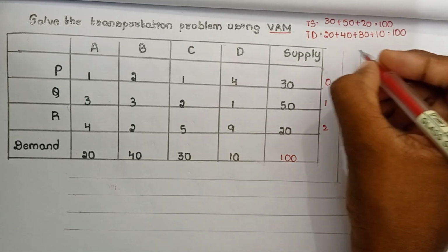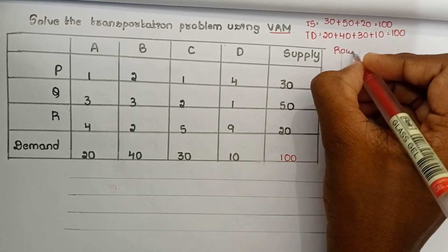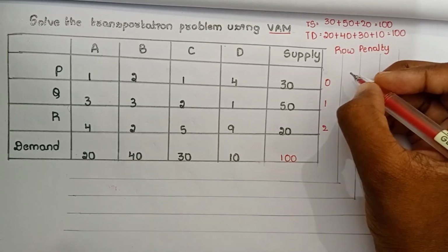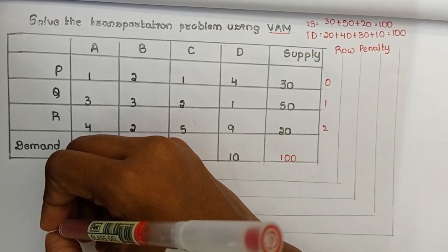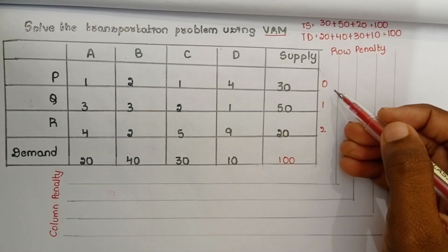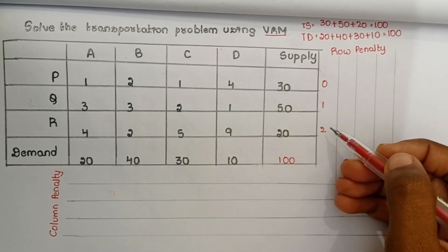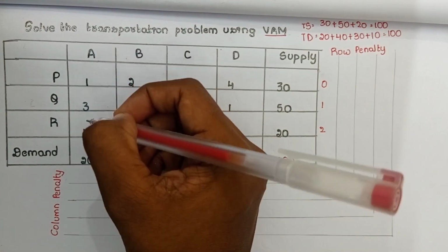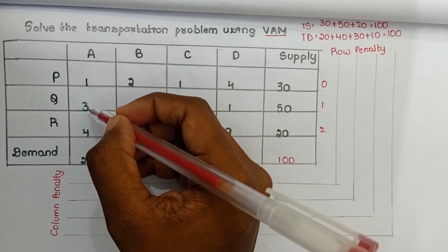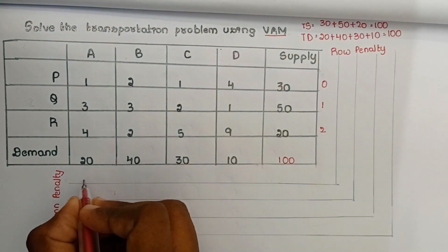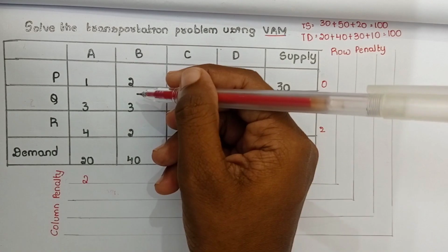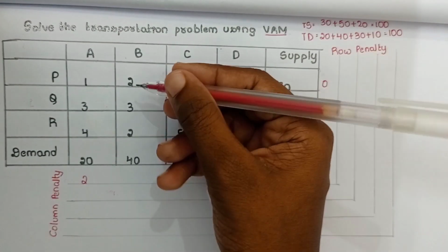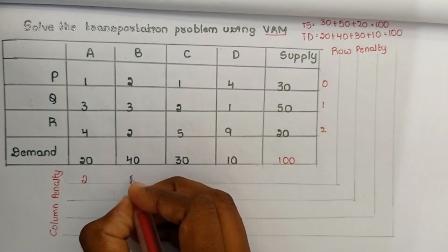So this is what we call the row penalty. And this we call the column penalty. So we are done with the row penalty, that is 0, 1 and 2. Now we have to proceed with the column penalty. In this column, the first least value is 1 and the second least value is 3. So 3 minus 1 is 2. In this column, 2, 3 and 2, the first least value is 2 and again we have 2. So 2 minus 2 is 0.